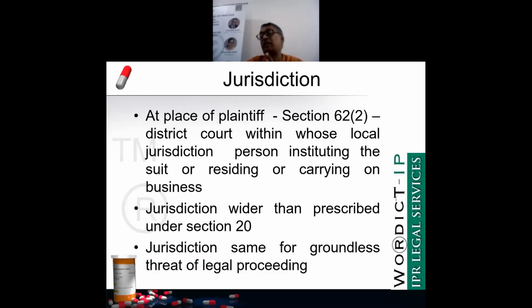But in the Trademark Act, I forgot to tell you, if it is passing off, it has to go before the court where the actual passing off is happening. If it is an infringement, then the jurisdiction would be at the place of the plaintiff, because he is the owner of the mark. So in trademark, there is a slight variation.